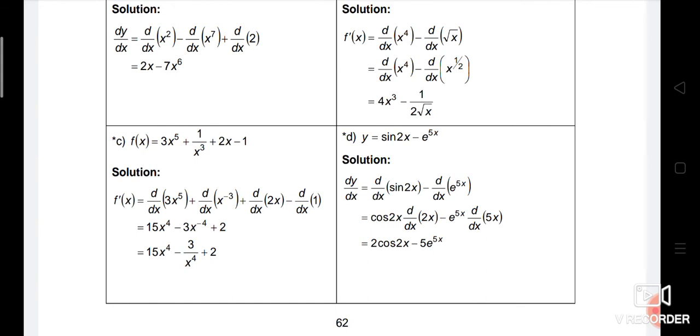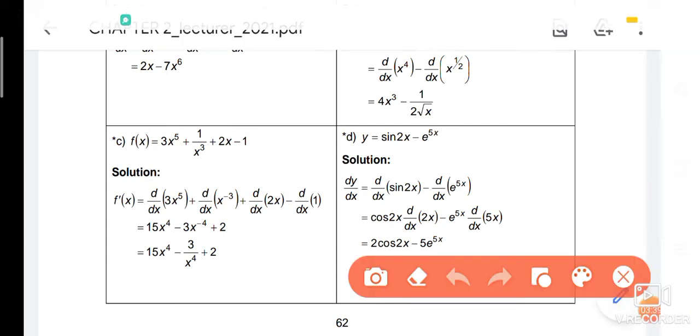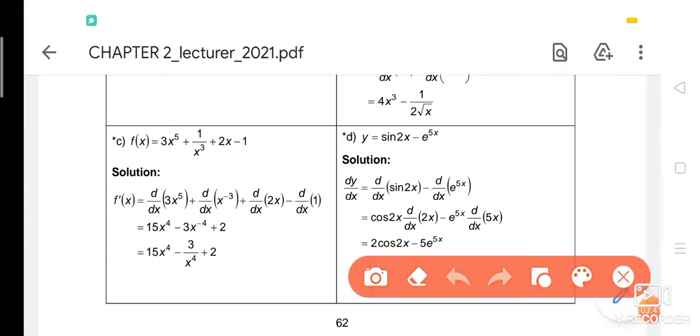Given f(x) equal to 3x to the power 5 plus 1/x to the power 3 plus 2x minus 1. So again differentiate f(x). So we have f'(x) is equal to differentiate 3x to the power 5, differentiate also 1/x to the power 3, differentiate 2x and differentiate 1. Differentiate each term, di mana sekali lagi sebelum boleh differentiate 1/x to the power 3, bawa naik dulu. Okay, so 1/x kuasa 3, bila kuasa positif bila bawa naik jadi negatif. So barulah kita boleh differentiate.